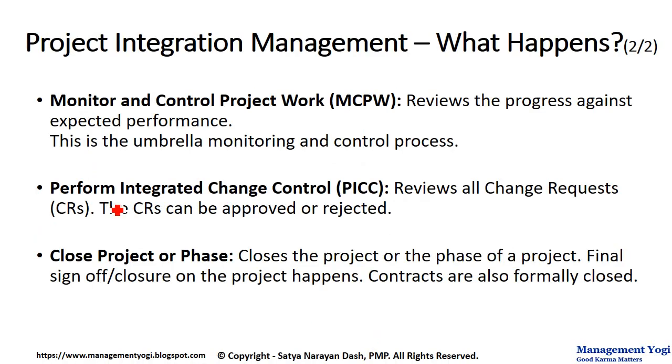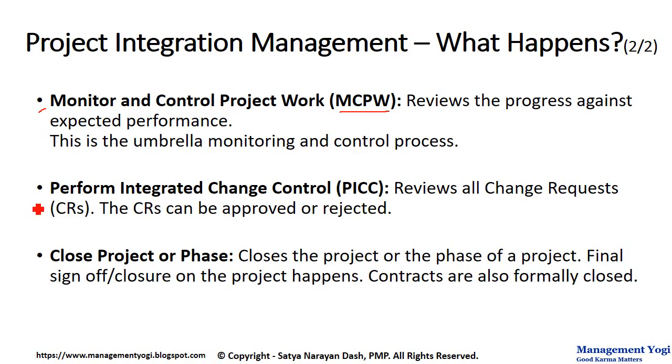Our next process is monitor and control project work, or in short MCPW. This process reviews the progress against expected performance. That is, we have a planned performance, and in this process we find out the actual performance. So the review of the project progress against the expected performance is done in the process of MCPW, which is the umbrella monitoring and control process. That is, this process sits on top of all other M&C processes in the rest of the knowledge areas.